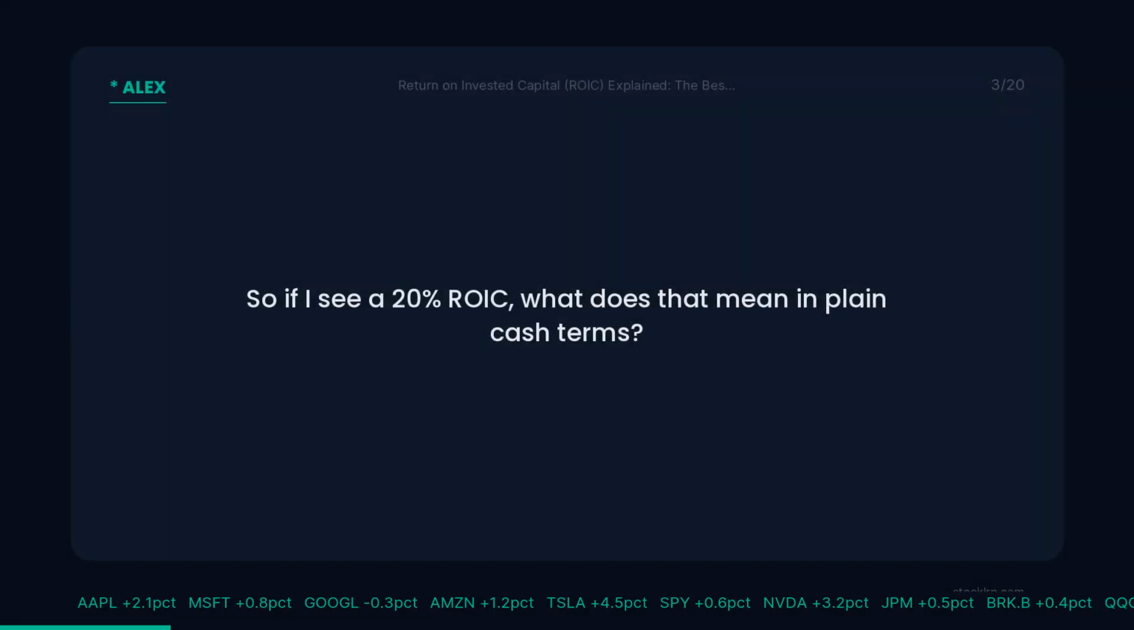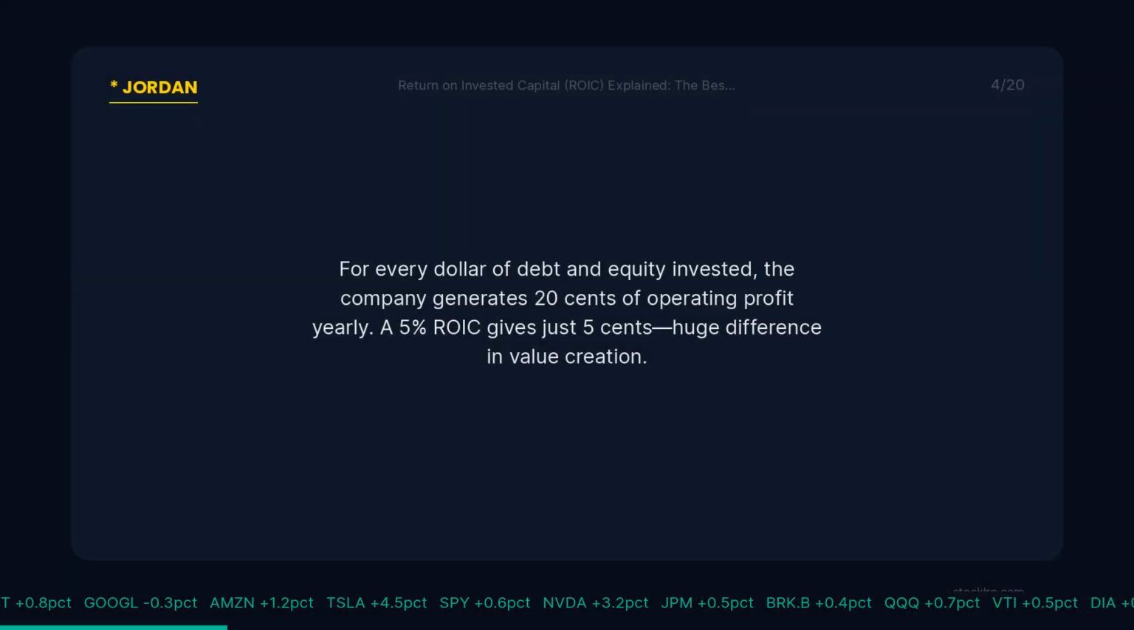So if I see a 20% ROIC, what does that mean in plain cash terms? For every dollar of debt and equity invested, the company generates 20 cents of operating profit yearly. A 5% ROIC gives just 5 cents, huge difference in value creation.